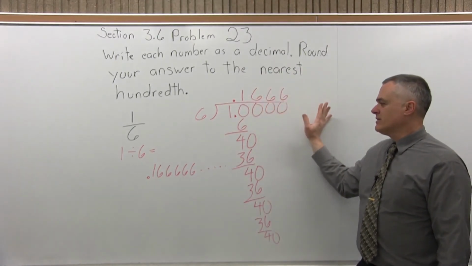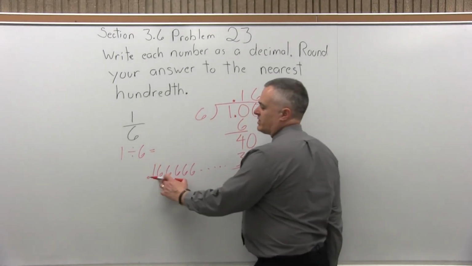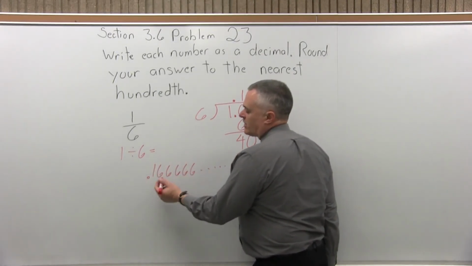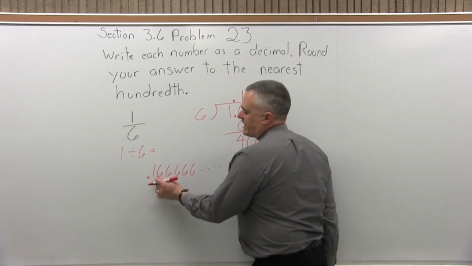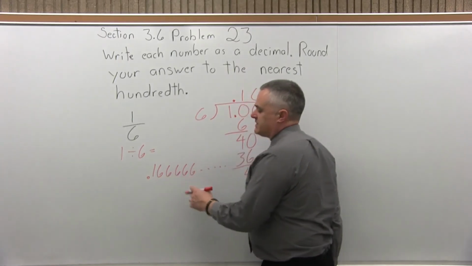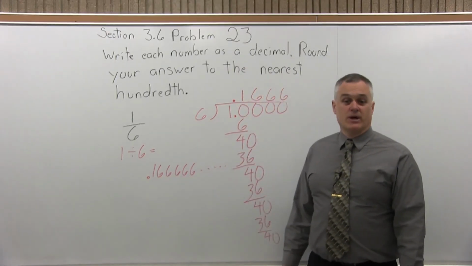Now remember, the question said round it to the nearest hundredth. I didn't even have to go out this far. So nearest hundredth is 2 places after the decimal. I have tenths, hundredths, thousandths, and it goes on and on. So what I want to do is find that spot 2 places after the decimal, look at one spot over to the right and see if it's big enough to bump it up by 1, and it is.